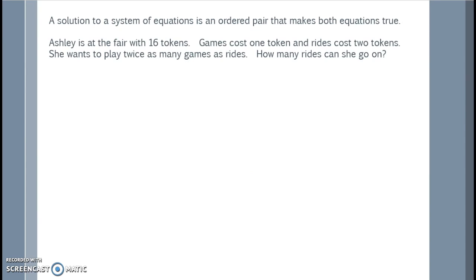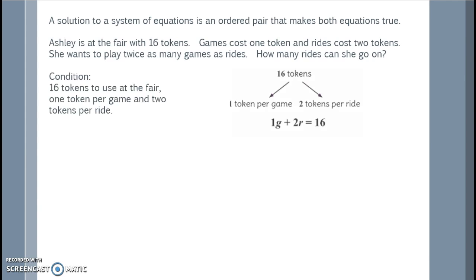A solution to a system of equations is an ordered pair that makes both equations true. Ashley is at the fair with 16 tokens. Games cost 1 token and rides cost 2 tokens. She wants to play twice as many games as rides. How many rides can she go on?